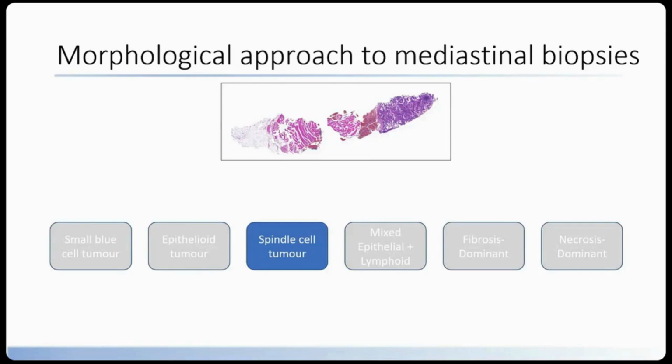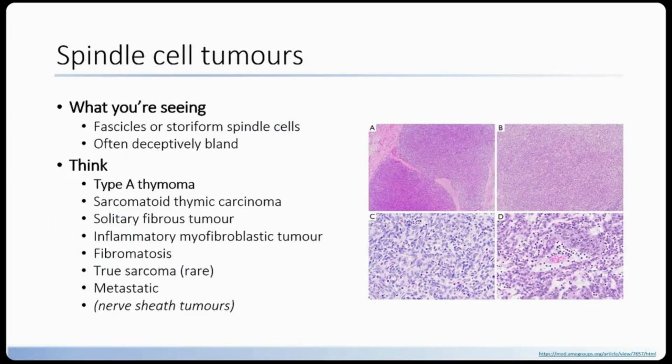Spindle cell tumours, again, I think are really helpful to recognise as a separate entity, because then what we're looking at is fascicles, storiform spindle cells. And in this context, if you see a spindle cell tumour in the anterior mediastinum, it's a type A thymoma unless you can prove otherwise, essentially is the rule of thumb. Obviously, you can never say never, but the vast majority of these are type A thymomas.